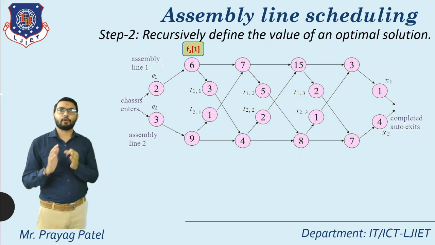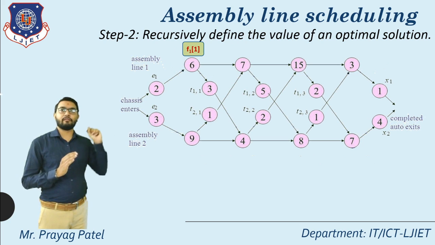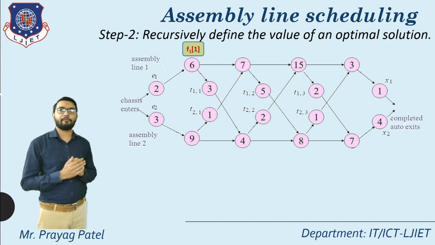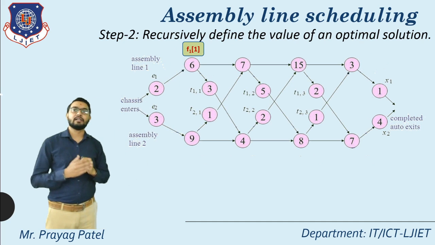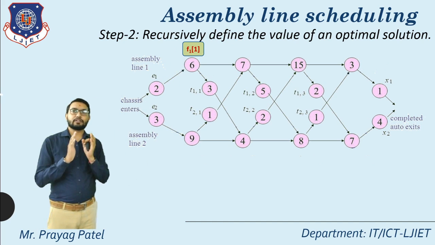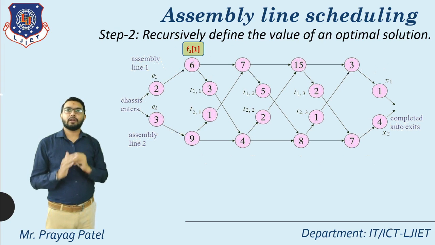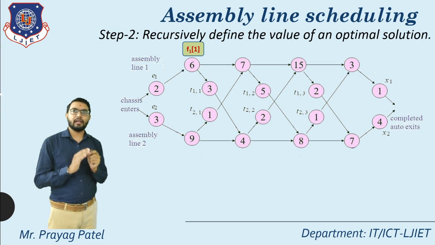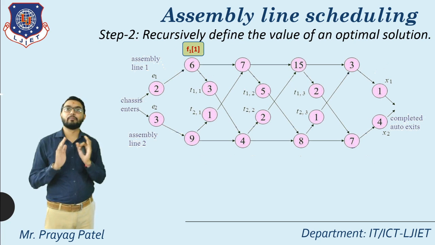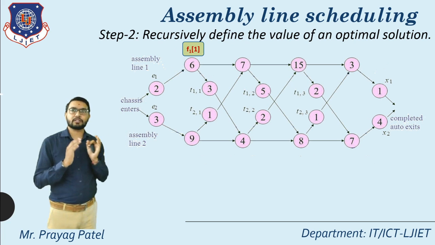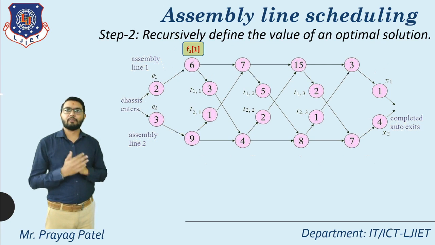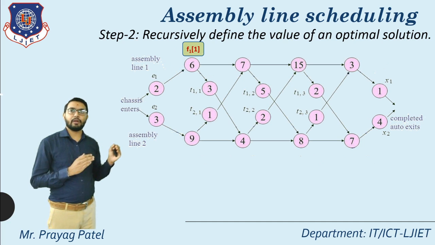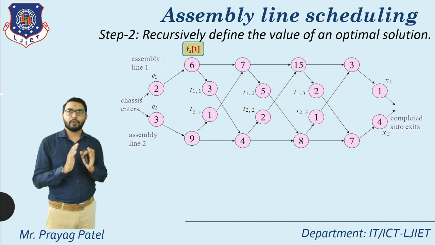So here we discuss the formulas F1i, F1j and F2j. So here we find F11. What is the meaning of F11? Consider this point as F11. F11 means the cost up to station number 1 in line number 1. Here F1 means line 1 and the 1 in brackets means station number 1. So F11 means the cost up to station number 1.